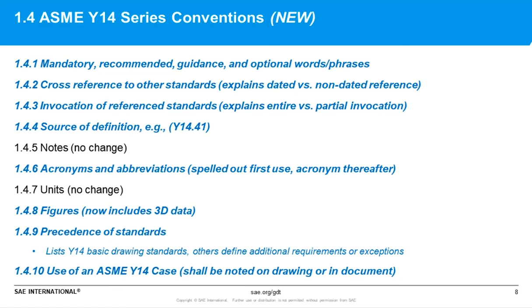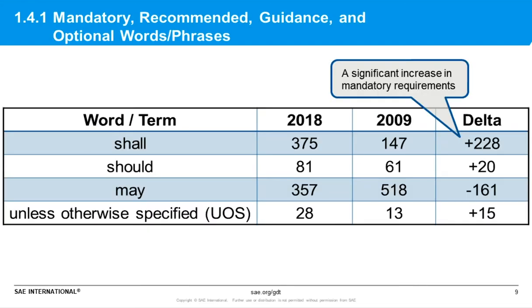It lists all the Y14 basic drawing standards, and then it also lists additional standards that provide additional requirements or exceptions to those basic drawing standards. And then last, the use of a Y14 case is also addressed. If there's any ambiguity and you wish to get clarity from the Y14 committee, you could submit that and get an answer, and then you would have to note that on the drawing as well. Okay. So let's talk a little bit about words used in the standard, mandatory words such as shall or recommended, guidance, and optional words or phrases.